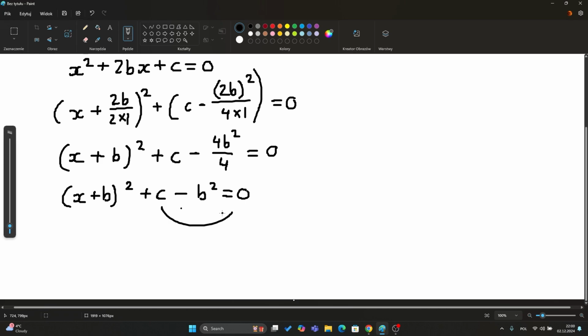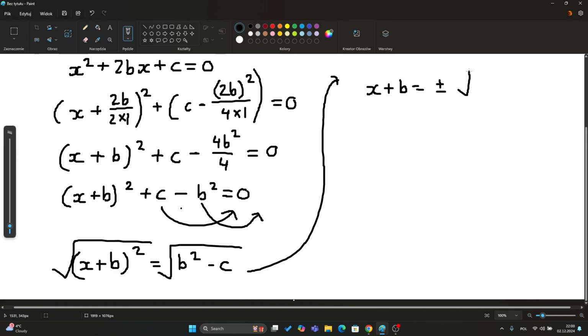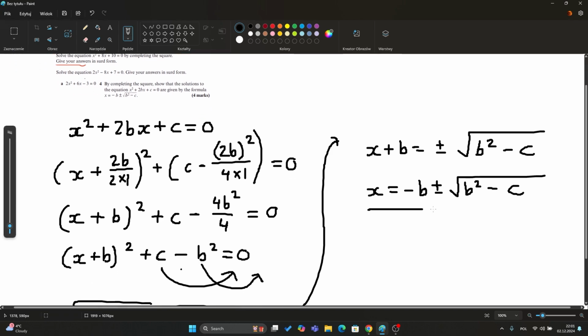Now putting those two to the other side. Now square root both sides. This will give us x plus b equal to plus or minus the square root of b squared minus c, and x equals minus b plus or minus the square root of b squared minus c. And there it is, our answer which we wanted.